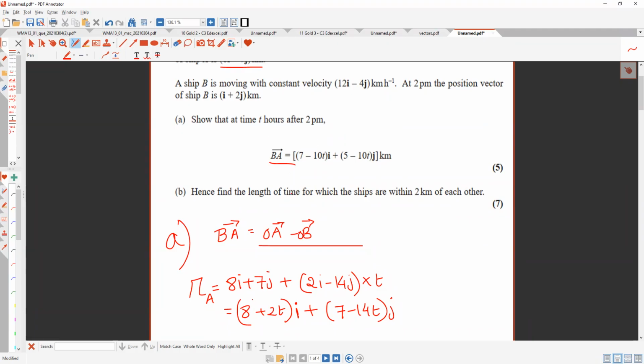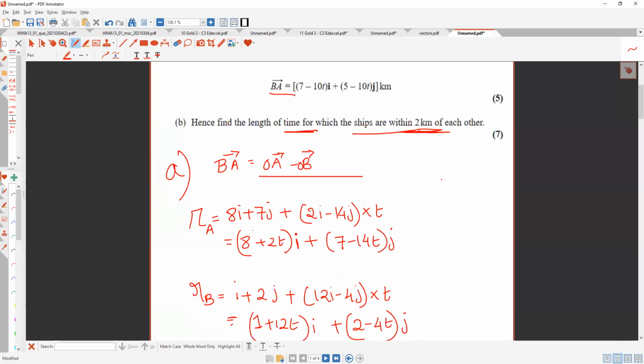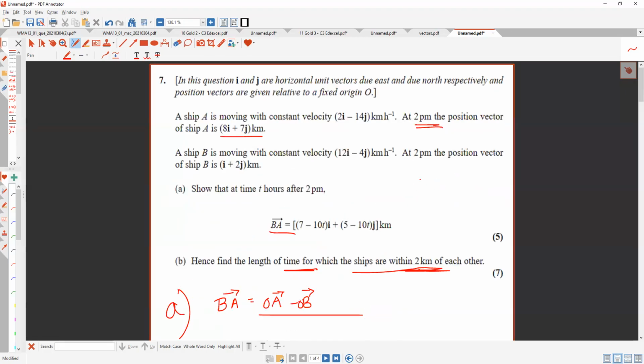They said find the length of the time for which the ships are within 2 kilometers of each other. The distance between the ships is 2 kilometers. We have to find the time. Okay. Now to find the time, they give you the hint itself. We have to find the time and they give us the distance.